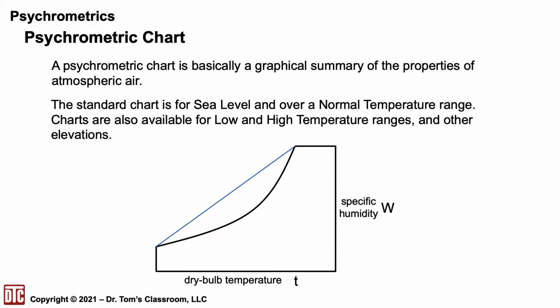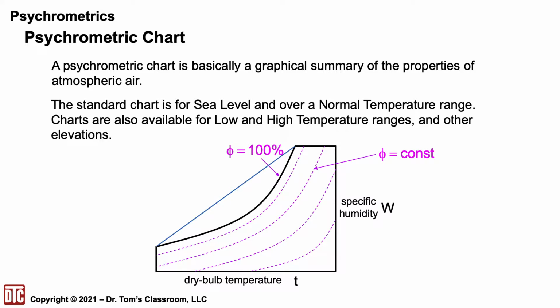So the chart is basically an XY chart, and along the x-axis, along the bottom, we have dry bulb temperature. So anytime we change temperature, we're going to move left to right. And then on the y-axis, we have specific humidity. Think about that as just the amount of water vapor in the air, the number of molecules of water. To specify a point, we need two coordinates. We need an x and we need a y. And once we have that, we have a point on the chart, and we can read everything else.